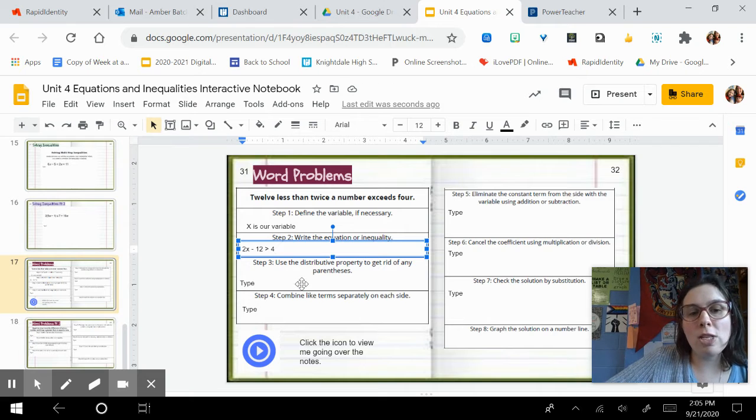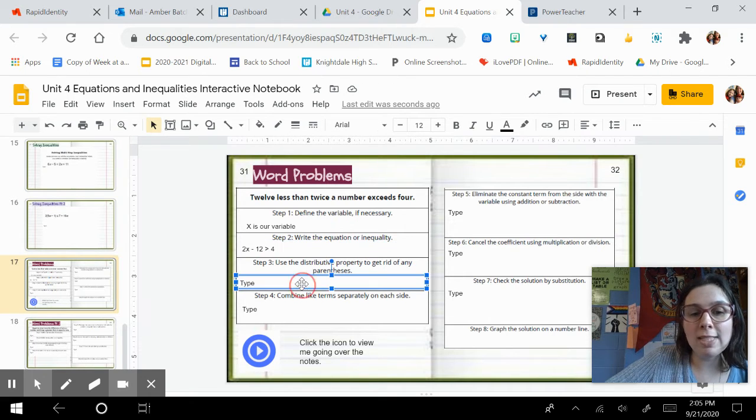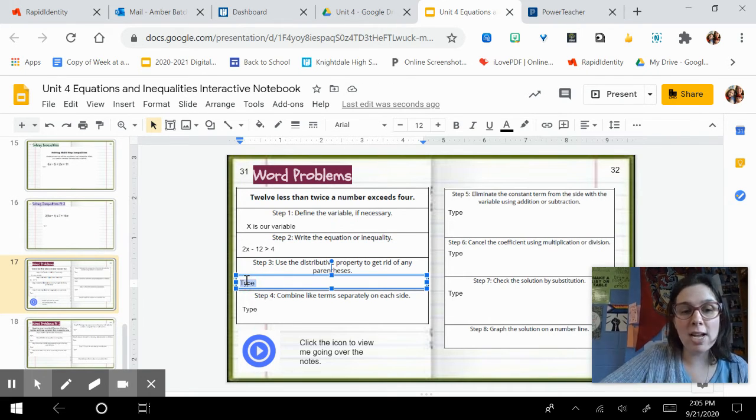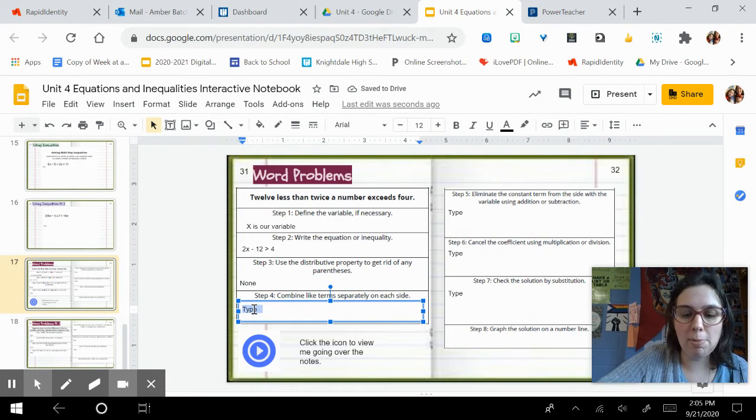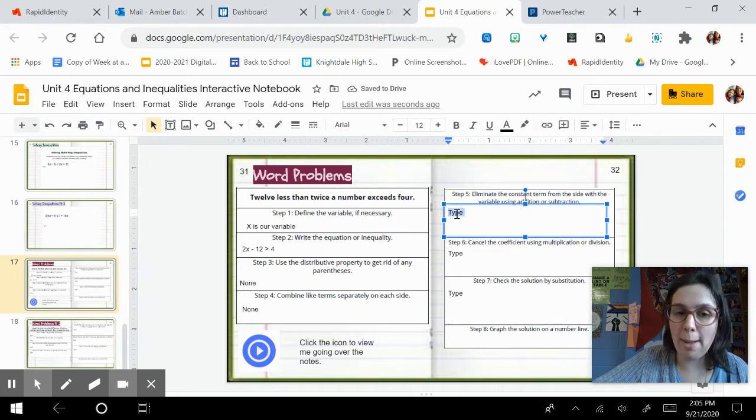Okay, so use the distributive property to get rid of any parentheses. We don't have any, so I'm going to put none. Combine like terms separately on each side. We don't have any, so I'll put none. Eliminate the constant term from the side with the variable using addition or subtraction. So we're going to do that. So 2x minus 12 greater than 4. So we're going to get rid of the negative 12, and the opposite of that will be adding 12. So we're going to do that on both sides.